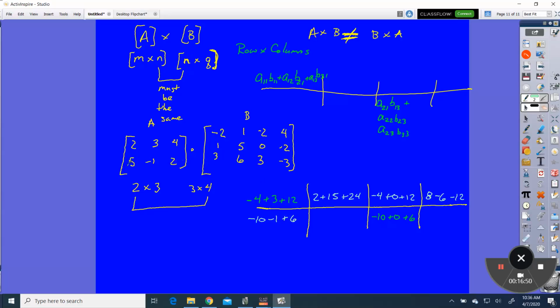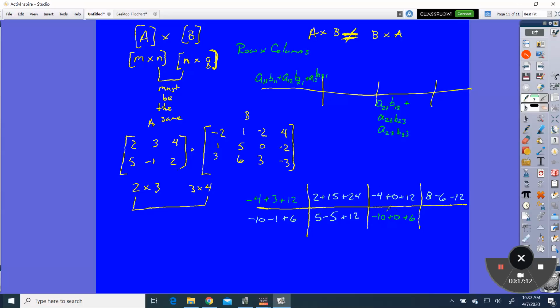So now I'm still on the second row, but now into the second column. So first one in the second row, first one in the second column. 5 times 1 is 5. Second one in the second row, second one in the second column. Negative 1 times 5. Third one on the bottom row, third one in the second column. 2 times 6.